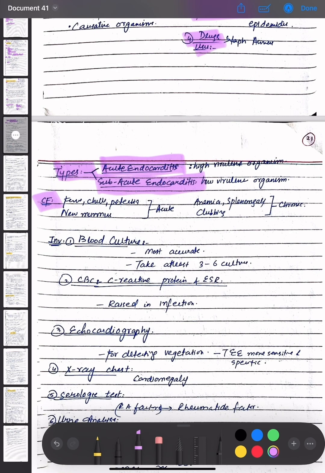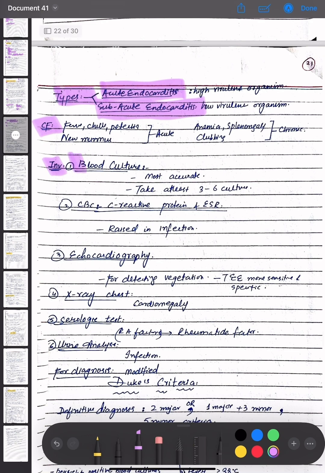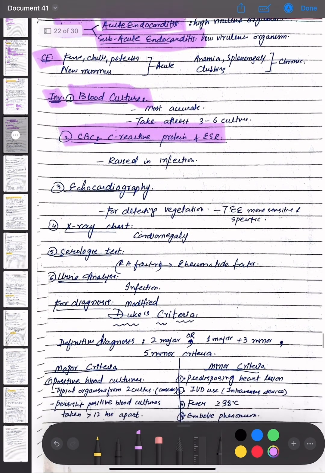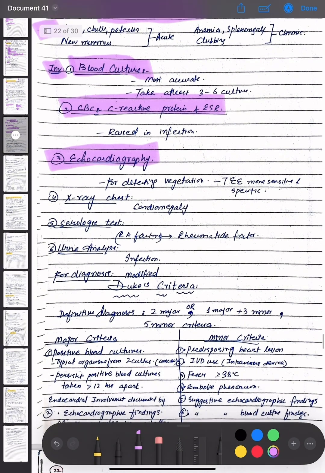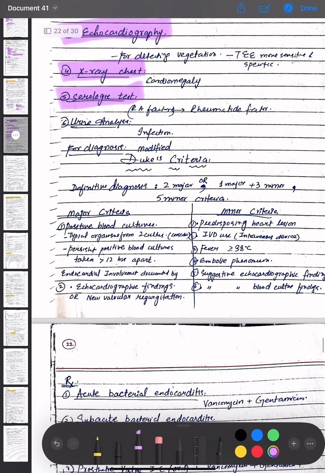The investigation options are blood culture, that is most accurate, and take at least 3 to 6 cultures. Then CBC, which is C-reactive protein, and ESR, which is raised in infection. Then echocardiography is done for detecting vegetation, and TEE more sensitive and more specific. Then X-ray test is done for cardiomegaly. Serologic tests are done for R factor, that is rheumatoid factors. Urine analysis is done for infection, and for diagnosis, modified Dukes criteria is used.